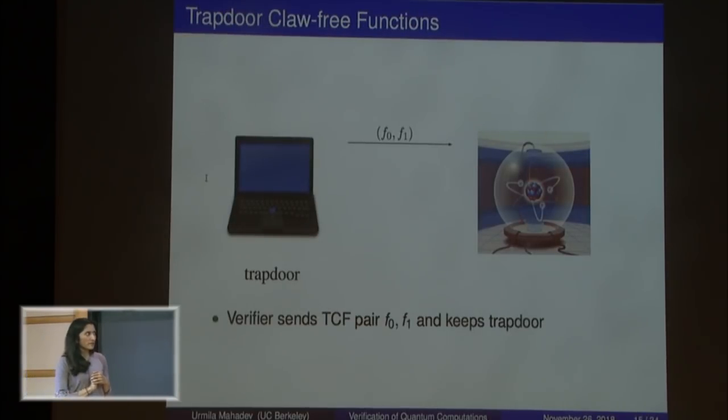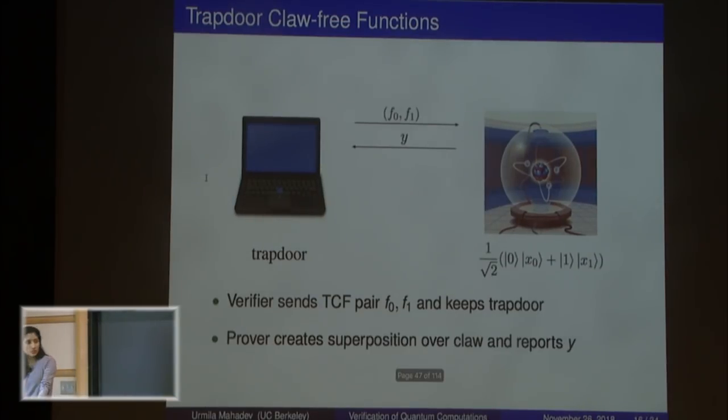Okay, the classical verifier selects a trapdoor claw-free function pair. He hangs onto the trapdoor and he sends the function pair over to the prover. Then he tells the prover to create a superposition over a claw and send back the image Y. And he does this, as I said before, by creating a uniform superposition over the domain and evaluating the function in superposition.